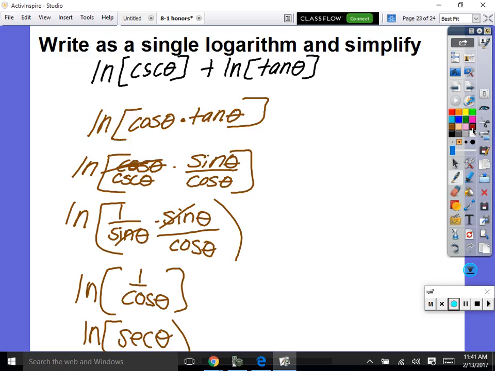Cosecant? No, wait. Because I wrote cosine, not cosecant. So the whole time it should have just said cosecant. See how this says cosine, but we really should have had cosecant.